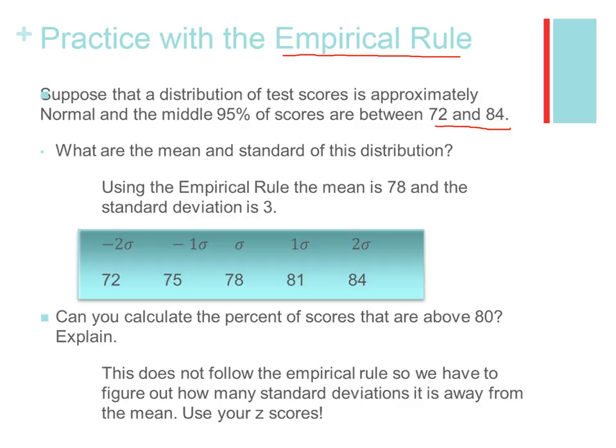Okay, let's just suppose that we have a distribution of test scores that's approximately normal, with the middle 95% of the scores between 72 and 84. What are the mean and standard deviation of this distribution? Now, the directions at the top say practice with the empirical rule. Unless it specifically says empirical rule, please do not use the empirical rule to do this. All right, so we're using the empirical rule to find out what the mean and standard deviation are.